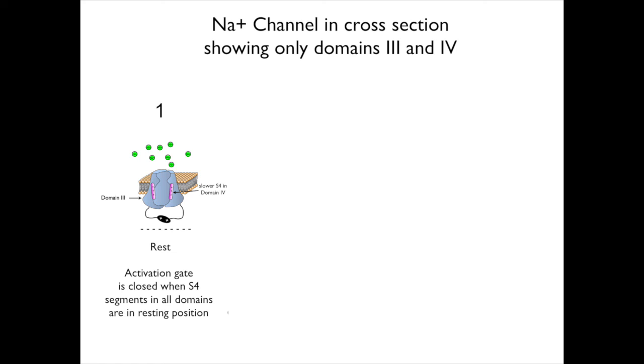So here's how the gates work, step by step. Panel 1 is a cross-section of a sodium channel showing only domains 3 and 4. The S4 segments in domains 3 and 4 are indicated by the arrows, and the ball and chain of the inactivation gate is at the bottom of the channel. The cell is at rest, and the activation gate is closed because the S4 segments in all domains are in the resting positions.